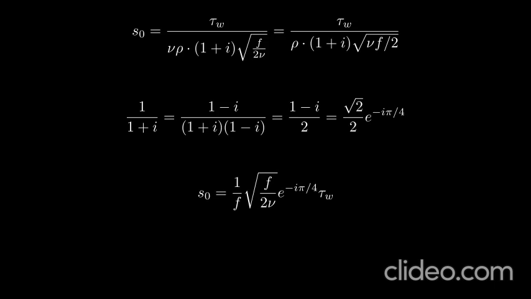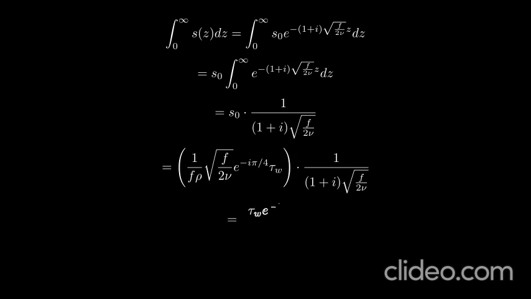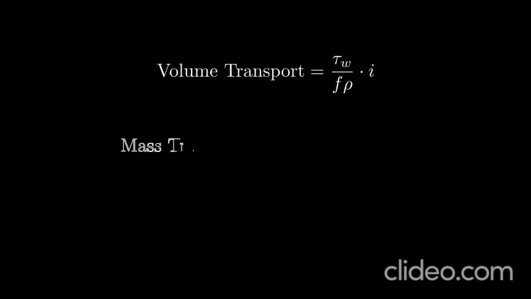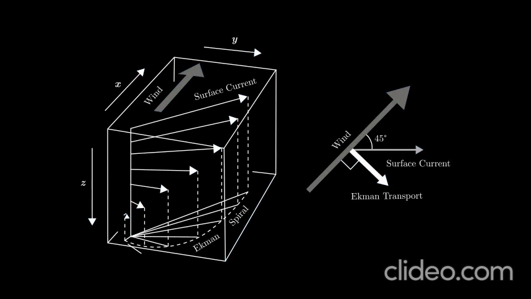The phase term e to the minus i pi over 4 shows that the surface velocity is at 45 degrees to the wind direction. The net volume transport in the Ekman layer is calculated by integrating the velocity S of z over depth z. This shows that the net transport is at right angles to the direction of the wind and clockwise in the northern hemisphere. The mass transport is the volume transport multiplied by the fluid density. Putting this lengthy maths all together, we have found a theoretical description of how the Coriolis force, combined with viscous forces, influences the movement of fluid layers, also known as Ekman motion.